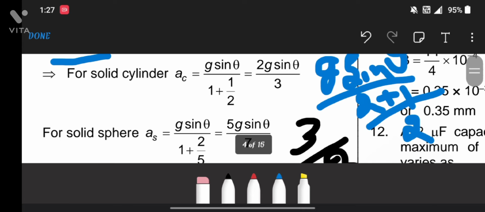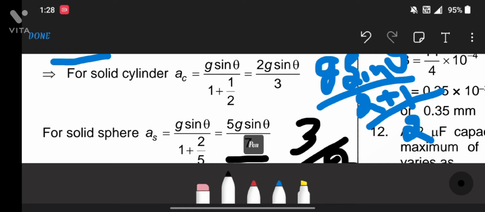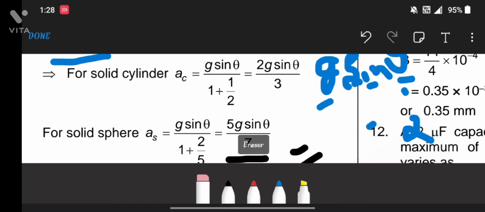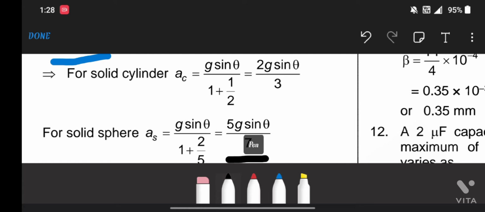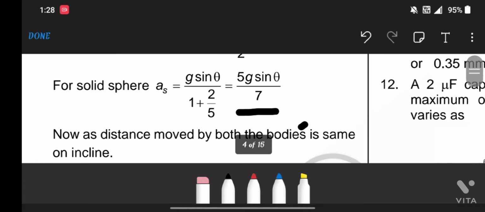After this, if we come to the sphere, its k square by R square is 2 by 5, so the same we will do, and therefore we'll get this formula, that is 5g sin theta by 7. Wait, I will erase it here. Okay, how I got this formula, I think you may have understood now. So this is the formula we got.